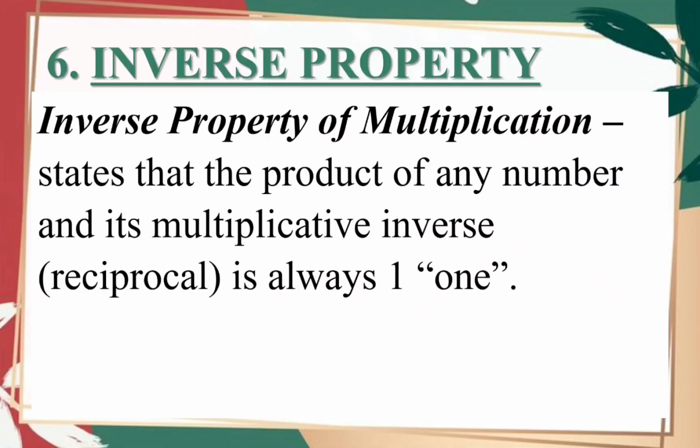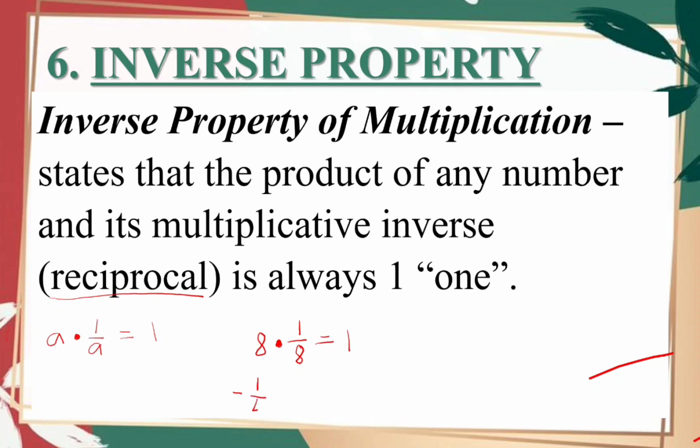Inverse property of multiplication states that the product of any number and its multiplicative inverse, or what we call the reciprocal, is always equal to 1. If A is multiplied to its reciprocal, or the multiplicative inverse, that will be 1 over A. That is equal to 1. We have here 8 times, what is the reciprocal of 8? Kapag ginawa natin yung reciprocal ng 8, that is 1 over 8. So, let's multiply. So, that is equal to 1.